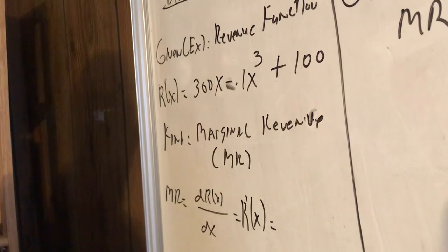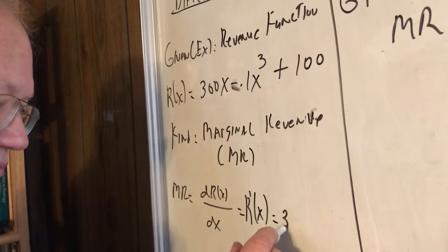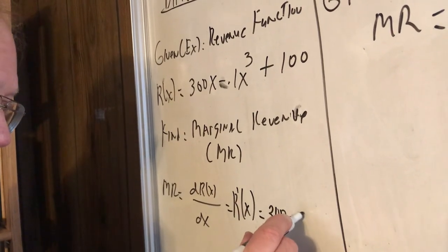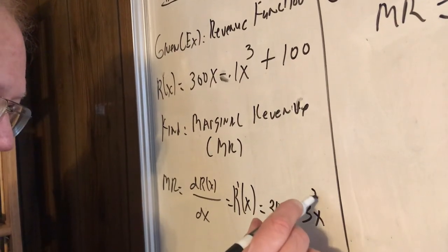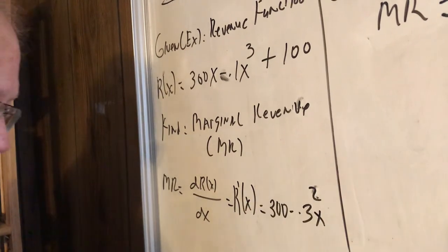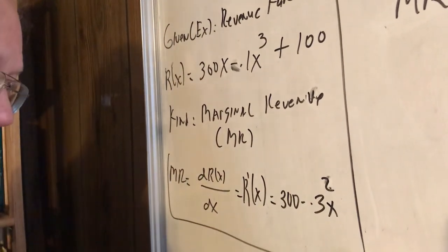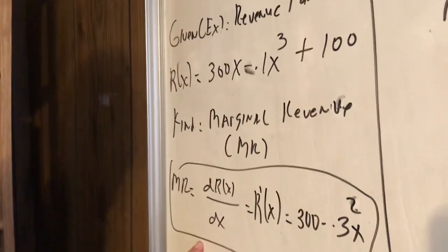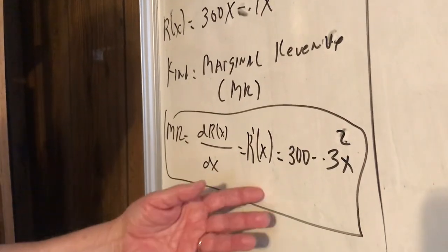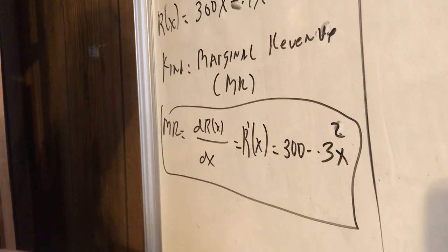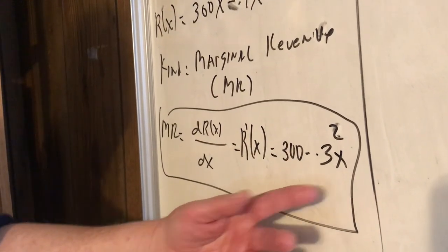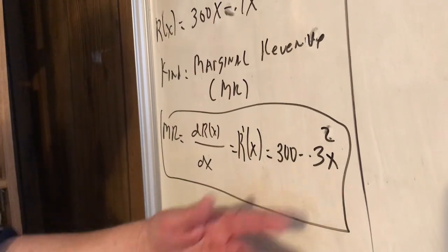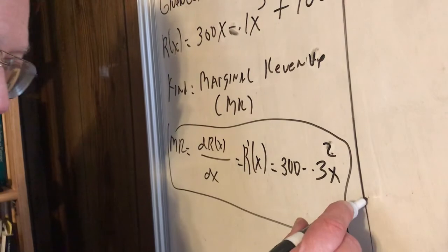We can call that R prime x, and we can say that is 300 minus 0.3x squared. Notice I started with the function and I went to the derivative. Now I can do anything I want with this derivative. I can set it equal to 0. I can find the critical values of x. I could set it into the second derivative, see if that's max or min. But that's not the point right now.